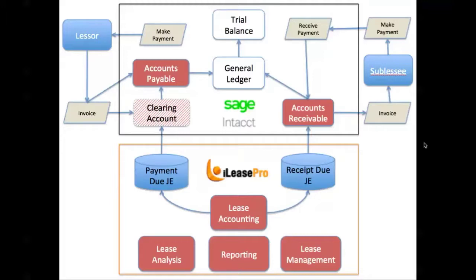All of the accounts payable, all of the payments that will be necessary to the lessors will be coming out of Sage Intacct. But we'll be supporting Sage Intacct with all of the accounting entries that are necessary. And on the right side of this slide, just for reference purposes, within our iLeasePro, we can also handle subleases. So if you do have a sublease, we can handle that through an accounts receivable entry that goes up into Sage Intacct.